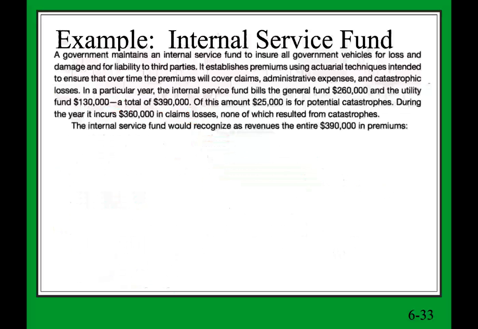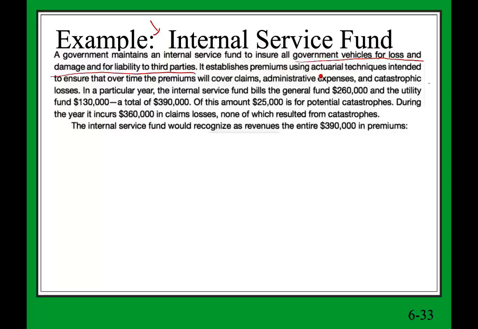And the best way to illustrate this is to actually work an example, because this is how you will see this actually at work. So let's take a look at this example. Let's assume a government maintains self-insurance in an internal service fund. The government maintains an internal service fund to insure all government vehicles for loss and damages and for liability to third parties. So rather than buying insurance from an outside party, they decided to do it themselves.